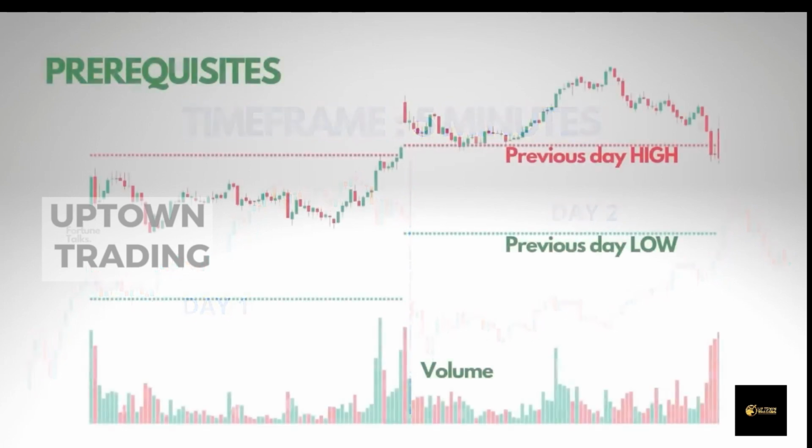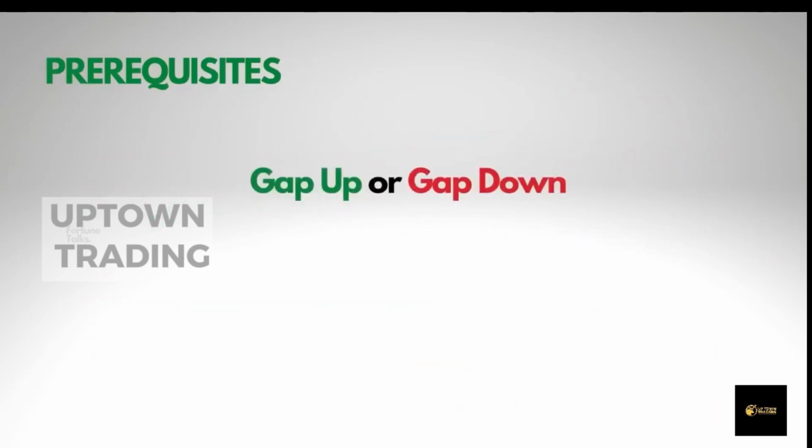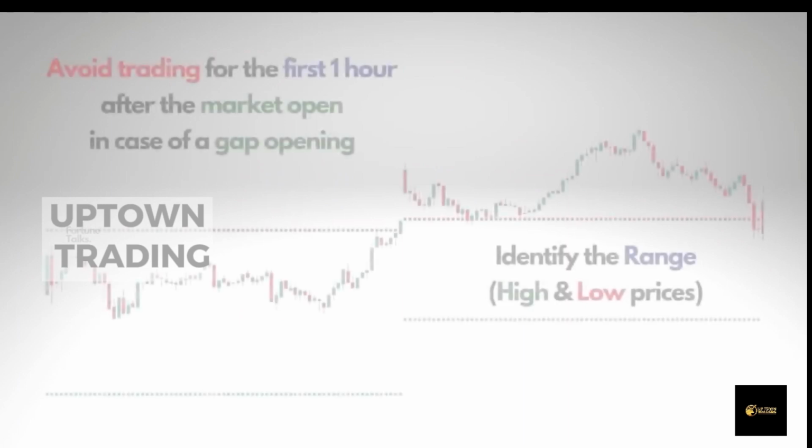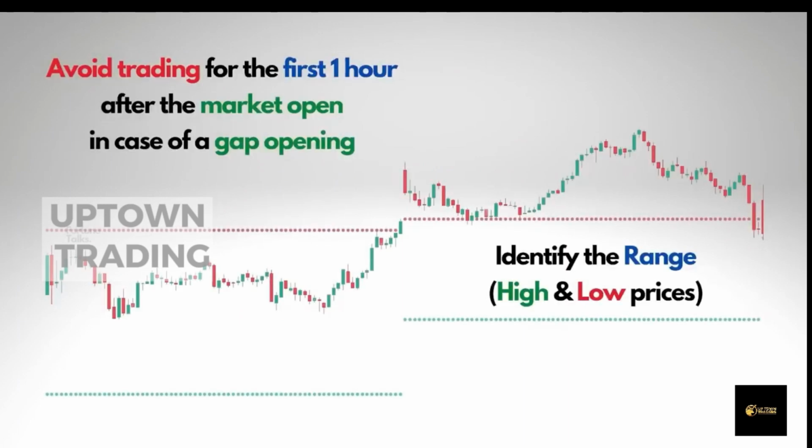To begin with, you have to plot the previous day's high and low and also bring up the volume indication on the chart. Then you have to see if it is a gap up or a gap down, and figure out if the gap was a partial gap or a full gap. After finding out these prerequisites, you are ready to take either the breakout approach or the reversal approach. And the most important thing of all, do not trade the first hour after the market open in case of a gap opening, because we need to understand the price action happening during such a volatile opening so as to implement our strategy with some amount of confidence.